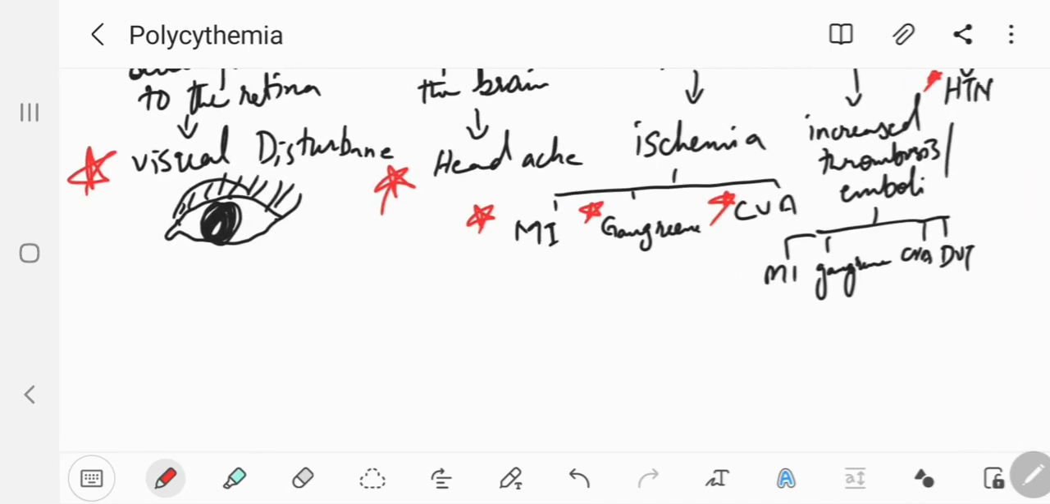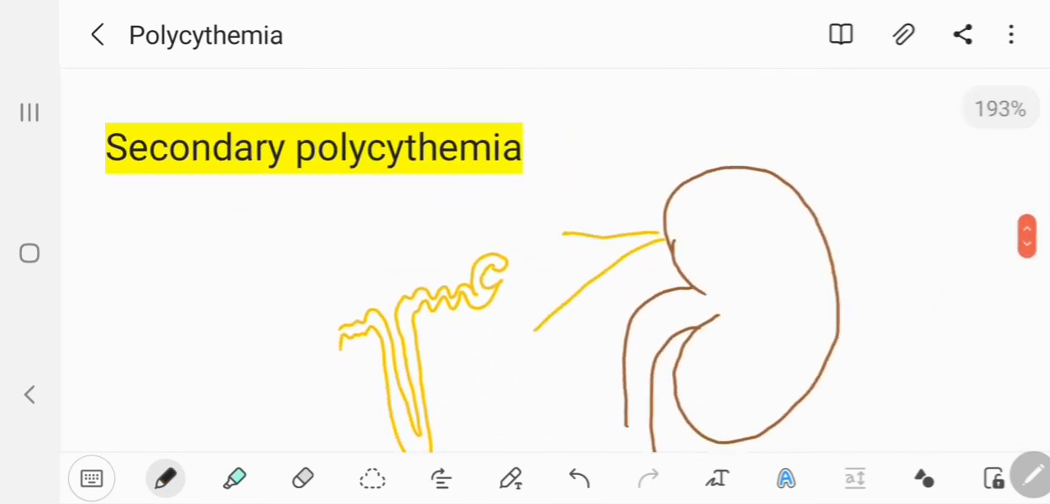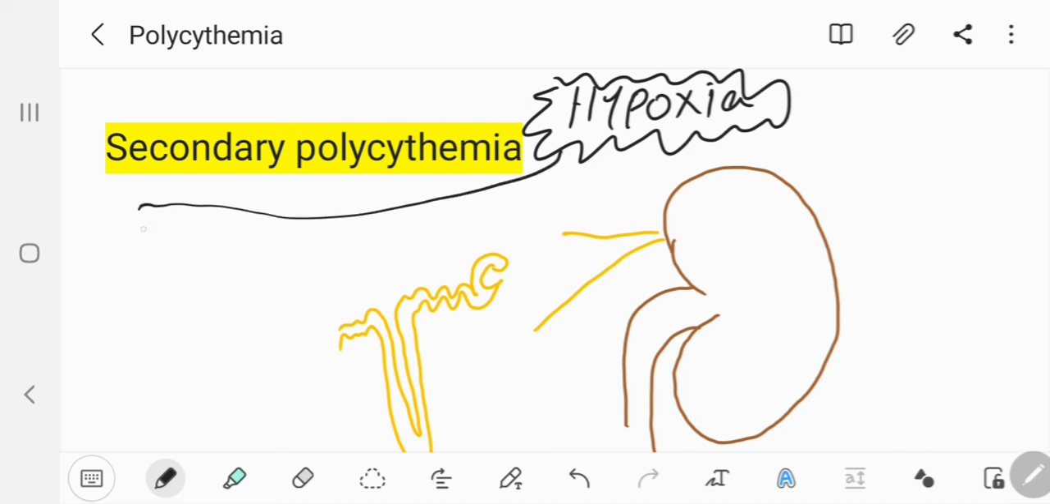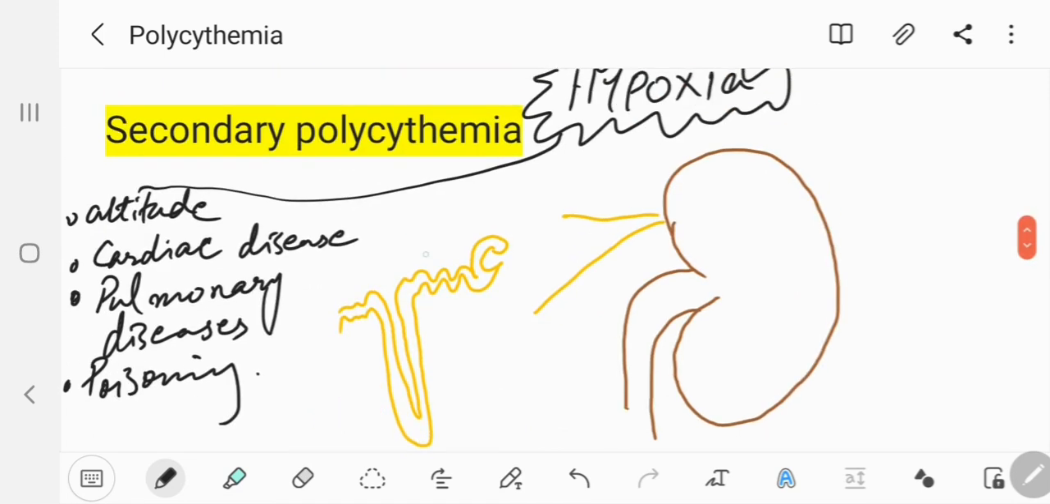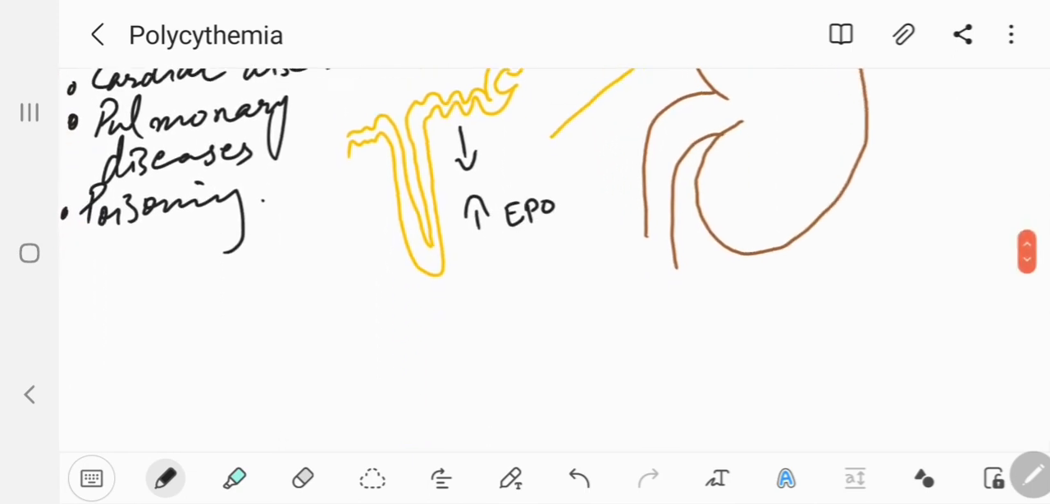Now let's talk about secondary polycythemia. The primary cause behind secondary polycythemia is hypoxia, that is, decreased oxygen supply to the tissue. The cause behind it can be high altitude, where we have less oxygen concentration in the atmosphere. It can be due to cardiac diseases, which will cause decreased blood flow to the tissue, and it can be due to pulmonary diseases as well, which will again lead to decreased oxygen supply to the tissues.